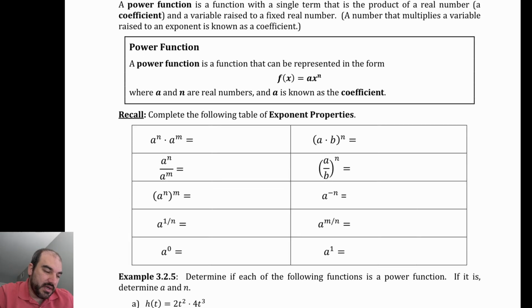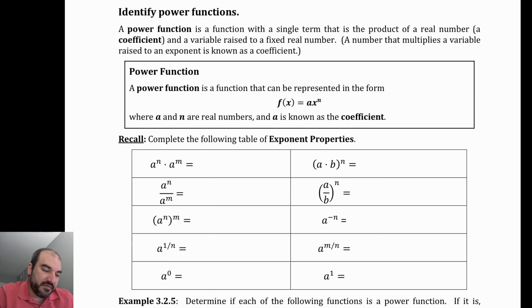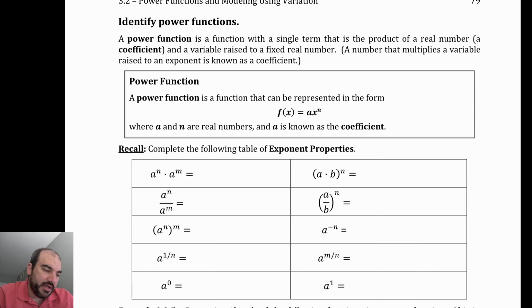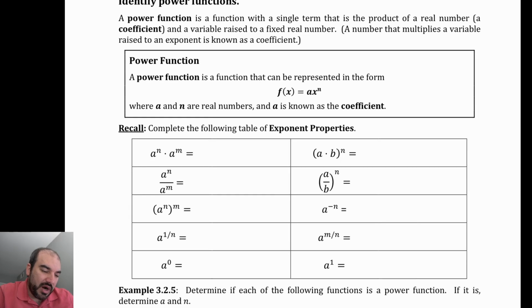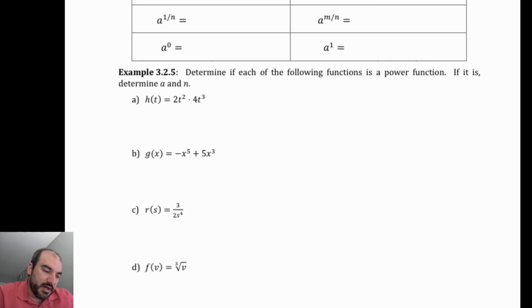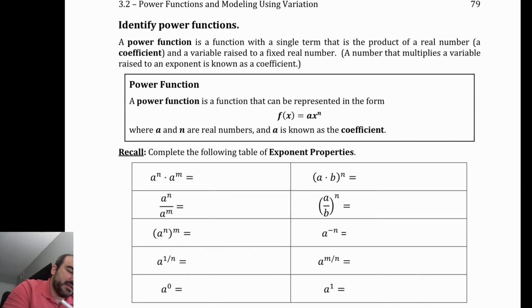Power functions. You should know the properties of exponents. If you don't, make sure you look these up and fill this table out if the video didn't already give you these properties, and then you can use the properties here in this example to determine if each one is a power function. A power function has to be in this form: f of x equals ax to the n. There cannot be anything added or subtracted or otherwise. The exponent and the coefficient have to be real numbers.